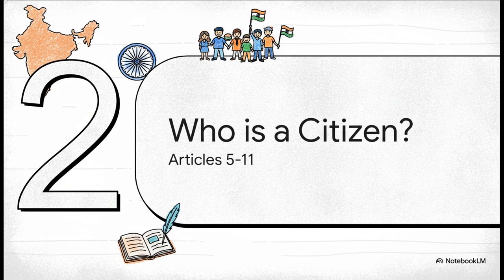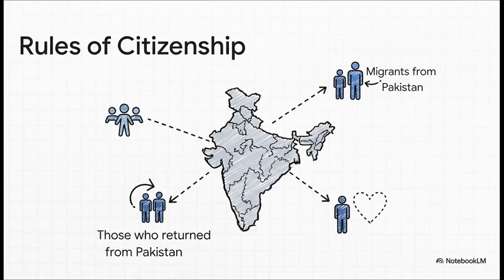This brings us to Articles 5 through 11, all about citizenship. Now, with the borders set, it was absolutely crucial to define who belonged to this new national family. The Constitution set out very clear rules, especially keeping the chaos of partition in mind. It covered everyone, people already here, people who migrated from Pakistan, people who went and came back, and even people of Indian origin living overseas.